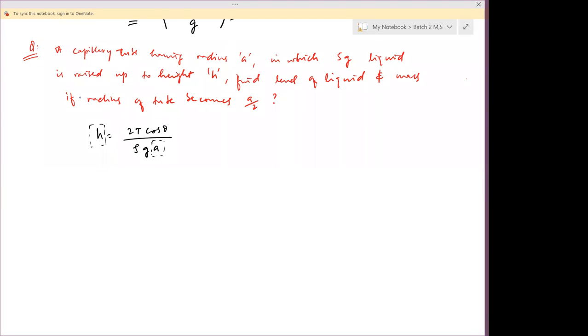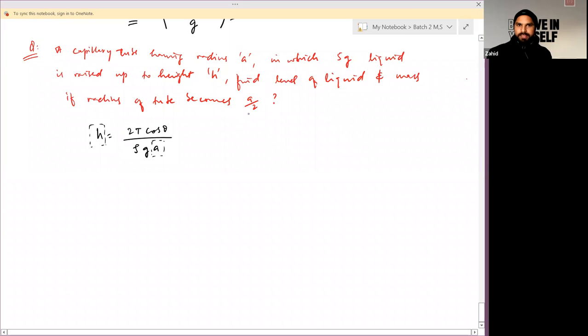Inversely proportional. So if you decrease radius of capillary tube, height is inversely proportional to this, so it will get increased by the same factor. Or you may put h dash equals to 2T cos theta divided by rho g a by 2. And then divide these two terms. So the rest of the whole term will get cancelled out. So this 2 will move to numerator.